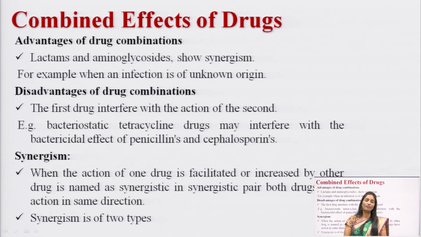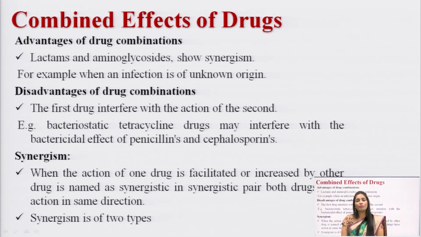And what are the disadvantages of a combined effect of a drug? If I am taking the first drug, the first drug or the second drug may interfere with each other. For example, tetracycline will interfere with the bactericidal action of penicillin. So, here one drug is going to interfere with the action of another drug. So, this is a disadvantage of a combined action.